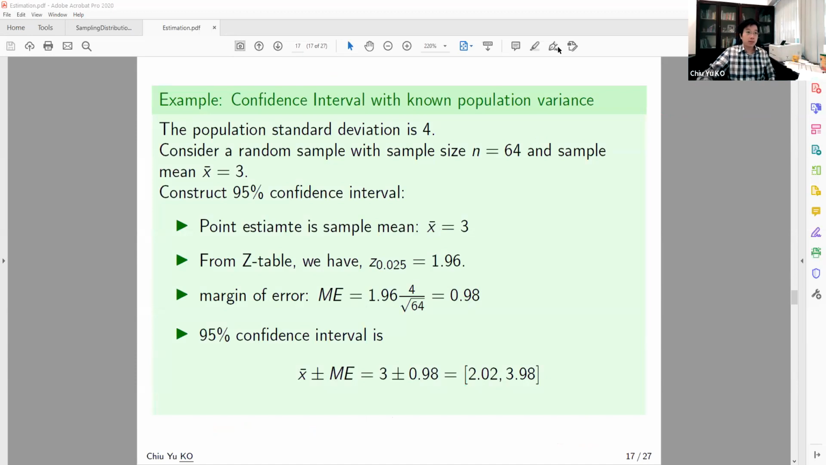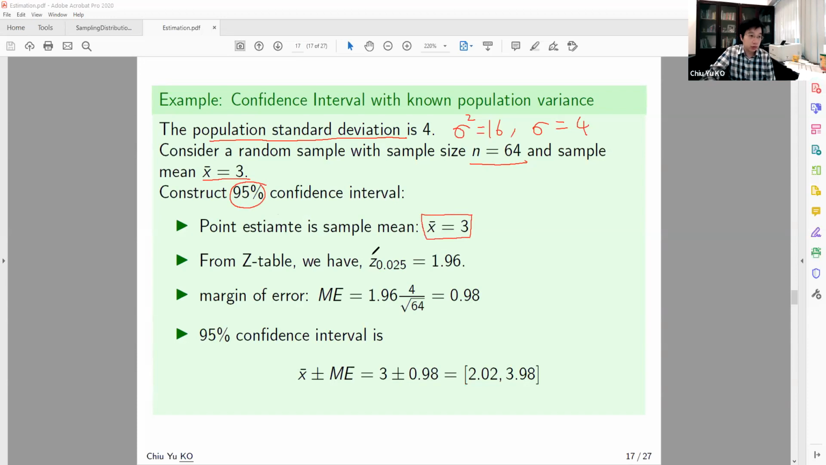Okay. So if you don't have questions, let's see the example that will give the idea. Now somehow we know the population standard deviation is 4. So sigma squared is 16, so sigma is 4. And sample size is 64. And sample mean is 3. Now we want to construct a 95% confidence interval.